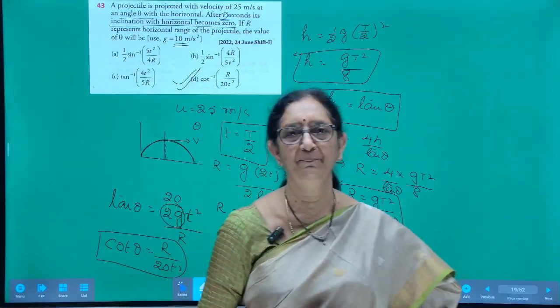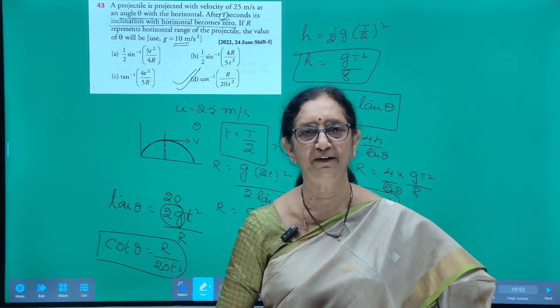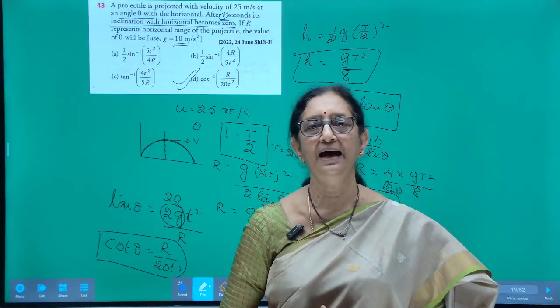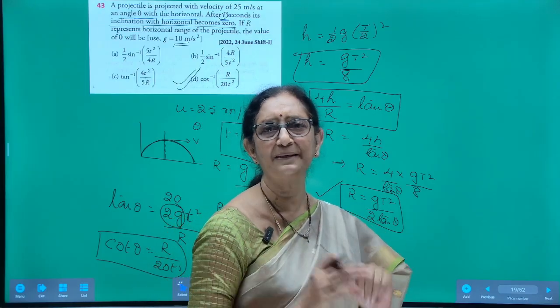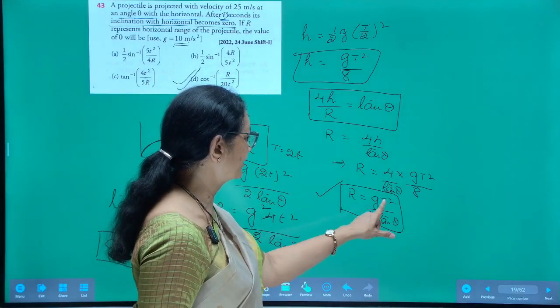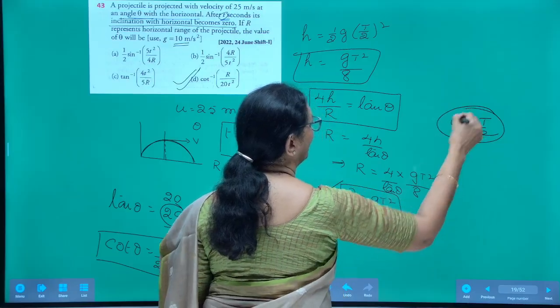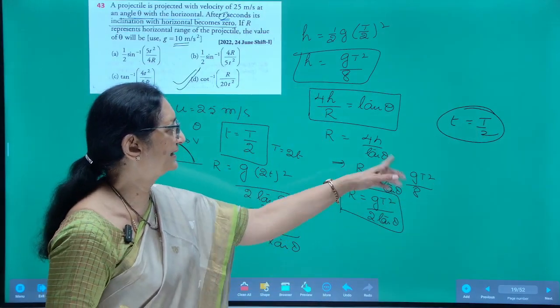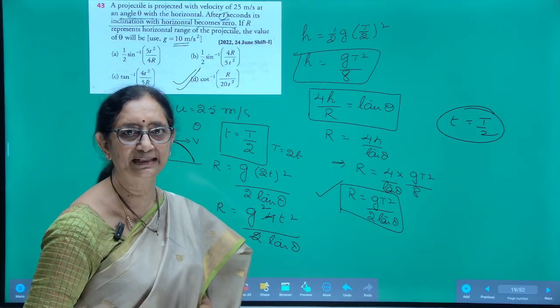Here the key is this one. If you remember the relation between the range and time of flight of a projectile as R is equal to g T square by 2 tan theta, it is a simple problem. It is just mentioned t is equal to capital T by 2, where capital T will be equal to 2t. That is what we have substituted in the problem.